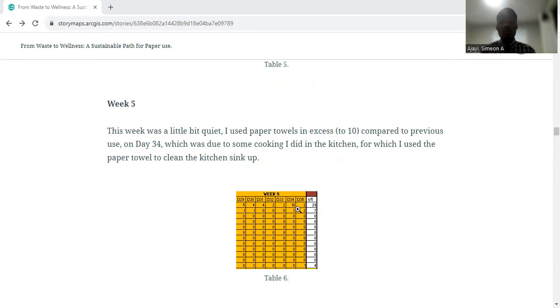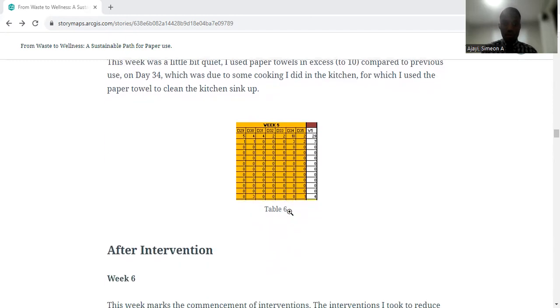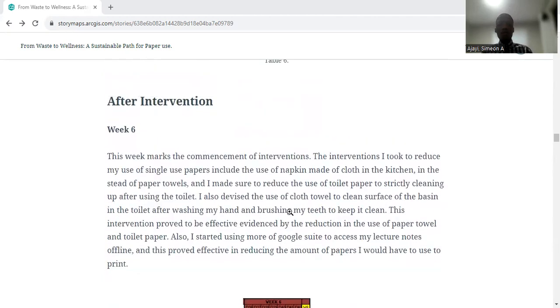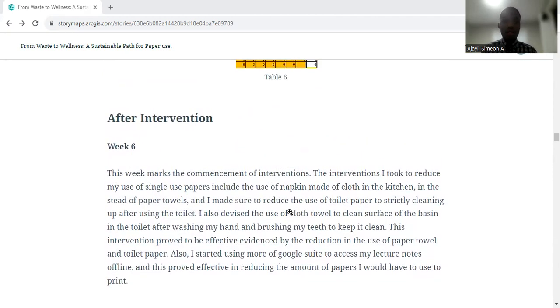I had shopped, and I had to cook all that I shopped and then store it inside the refrigerator. So I had a lot of cooking, so I had to do a lot of cleaning. That's why the cooking was responsible for the surge in the paper towels I used. So those make up the weeks before the intervention.